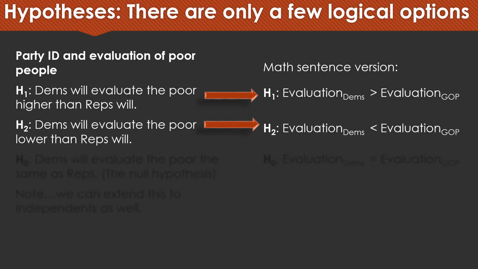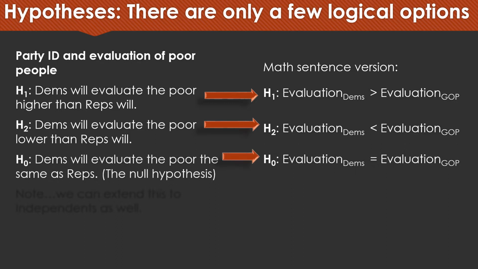Another logical option is that Democrats will evaluate the poor lower than Republicans will. And we can convert that into a math sentence. And then finally, we can create our null hypothesis by saying that Democrats will evaluate the poor at exactly the same level as Republicans will. And we can convert that to a math sentence. Notice that when we're comparing these two groups and we're talking about this measure, these are literally the only three options that are available to us.